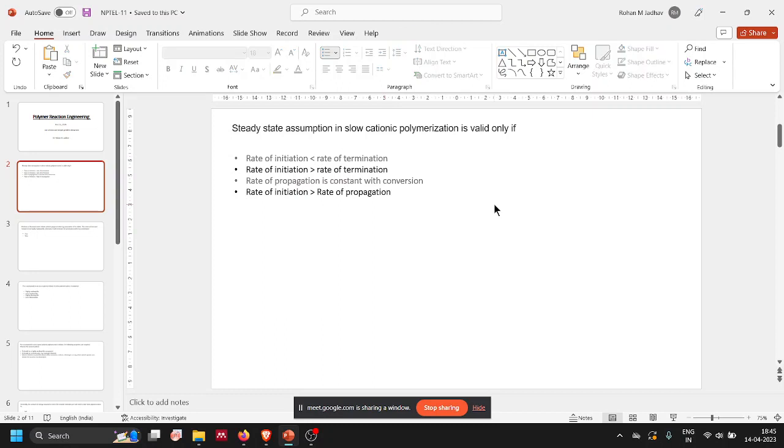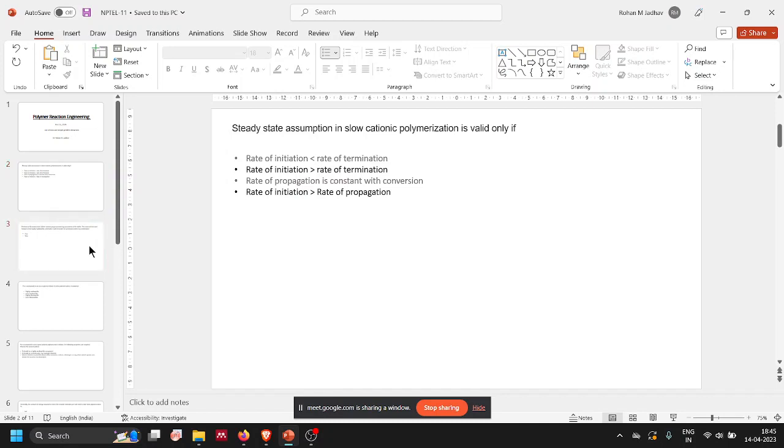Other scenarios include when the rate of propagation is constant with the conversion. Since propagation is constant with conversion, there is no net change, so steady state is again achieved. That's why a rate of propagation constant with conversion is another condition which satisfies the steady state assumption. There are some exceptions, which do not consider when the monomer or the initiator concentration decreases. Without that, when the rate of propagation is constant with conversion, the steady state assumption is valid.